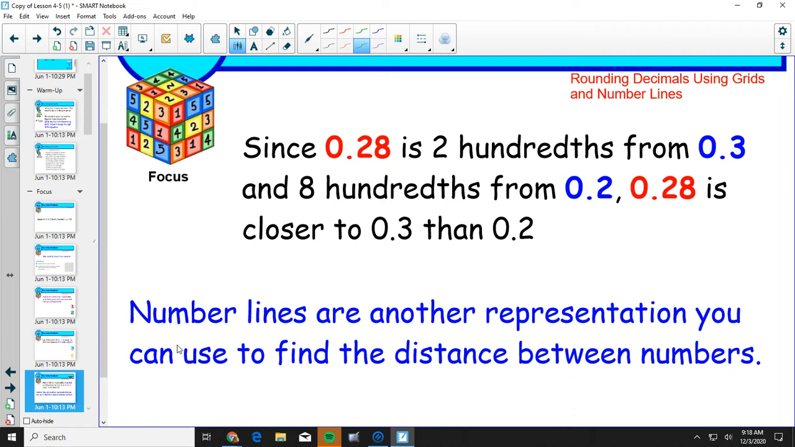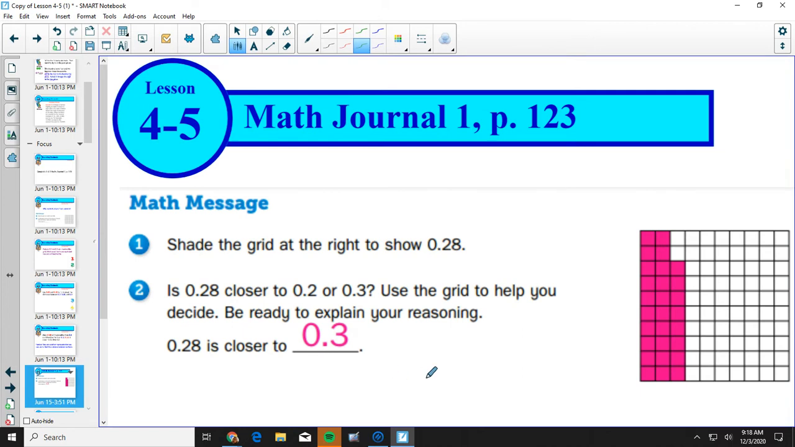Number lines are another representation you can use to find the distance between numbers. So hopefully you had an answer just like this. You can see over at the right, we have 28 hundredths filled in, or we see 2 tenths and then 8 hundredths right here. And we see we only need 2 more little boxes filled in to create that 3 tenths. So that is closer.